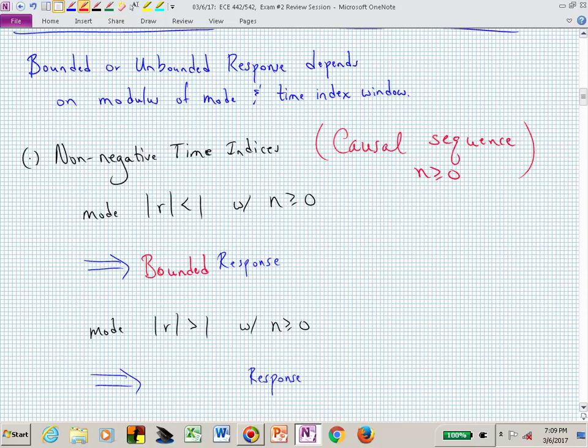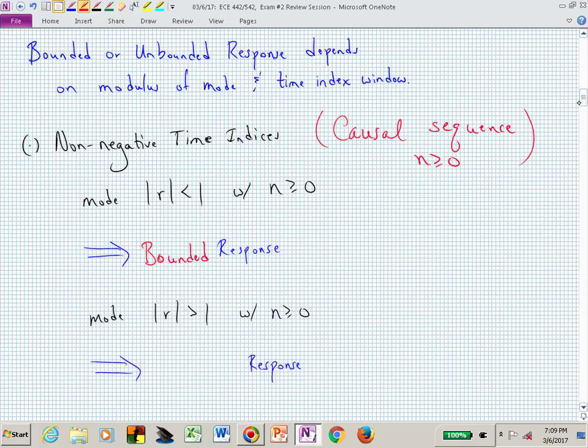Contrast that with having a mode that's bigger than 1. So now you have a pole, let's say at 2. The region of convergence is still beyond that pole, so you have a causal sequence. But now what kind of a response? Now it should be clear that if you have 2 and raise it squared, cube it, this is going to give you an unbounded response.